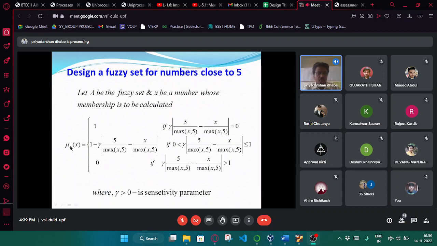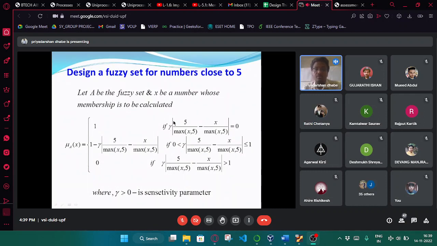It is read as mu A of x is equal to 1. Now see that if that number x, that is the input number, is exactly equal to 5, then I want to provide the highest membership value of 1. I have to provide the highest membership value of 1. Now, what is that condition? Gamma. Gamma is called the sensitivity parameter and is greater than 0. It is a user defined parameter. I can set it as 1, 0.5, something like that.